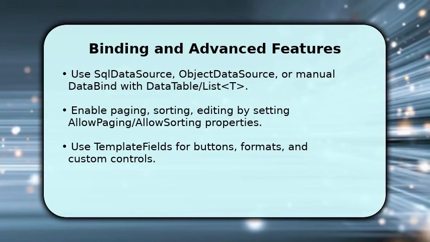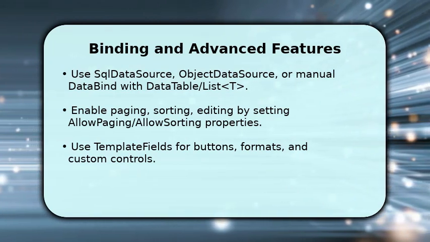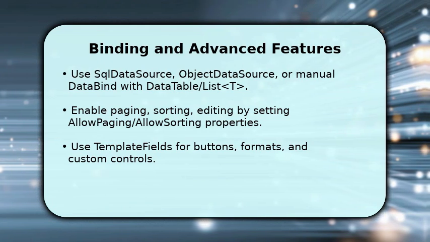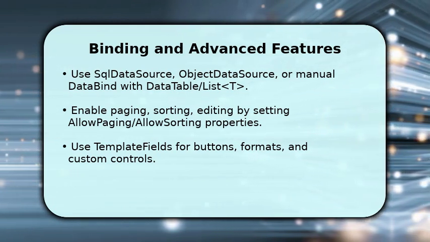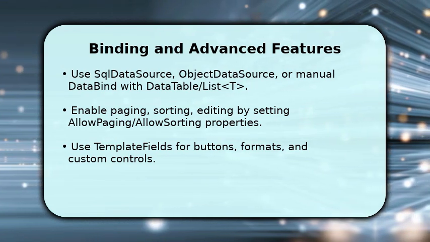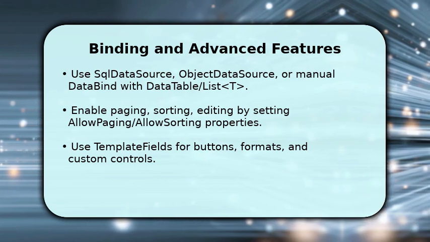You now implement binding and interactivity. Handle Page_Load to bind only when not IsPostBack, or use callbacks for partial updates. This prevents redundant queries. Add AllowPaging and set PageSize, then wire GridView.PageIndexChanging to set the new index and rebind. This is why you keep state.